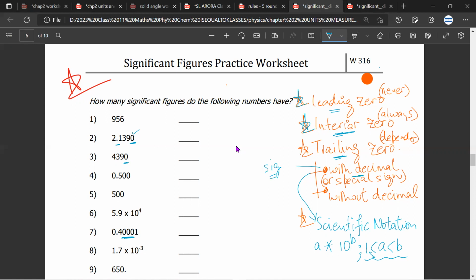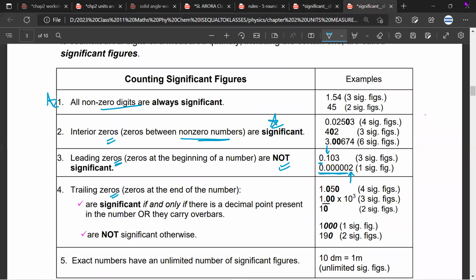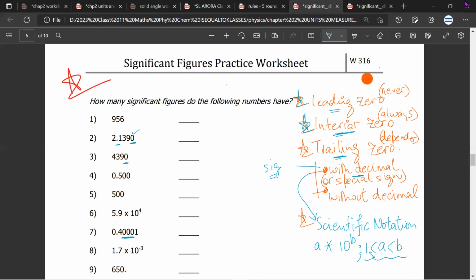This zero is a trailing zero. There is no decimal and there is not even a special sign. Now what is a special sign? As per the older system, they used to have these kinds of over bars. Can you see the over bar? Yeah. They used to have these over bars, or a decimal like this. It is not exactly a decimal, but it is written something like this. This means that both 7 and 5 are significant digits. Are we clear, Avantika? Yeah.